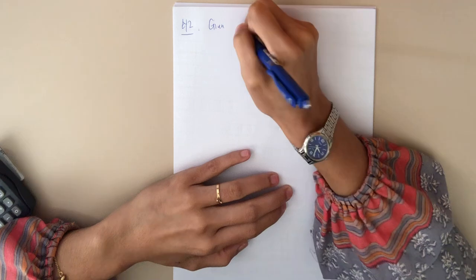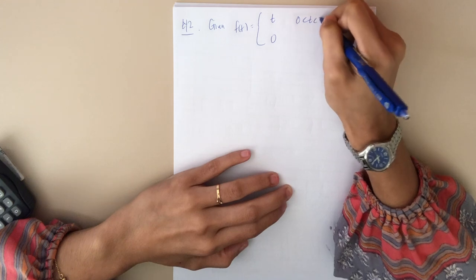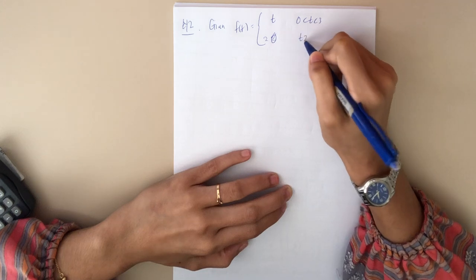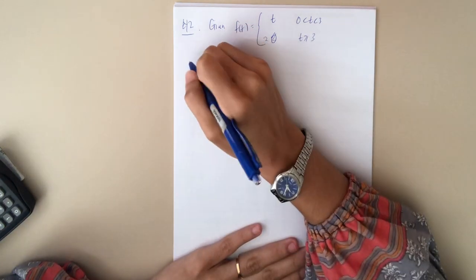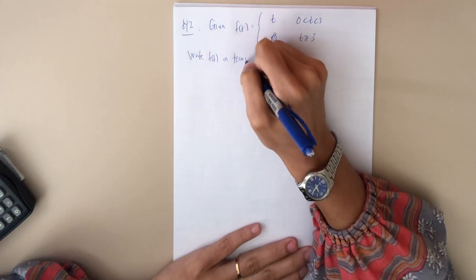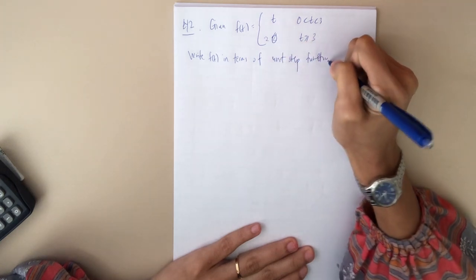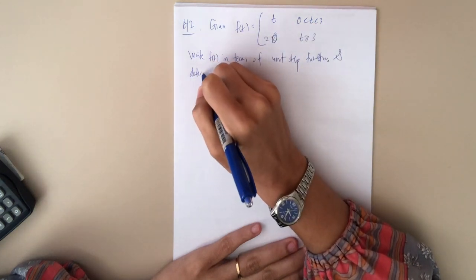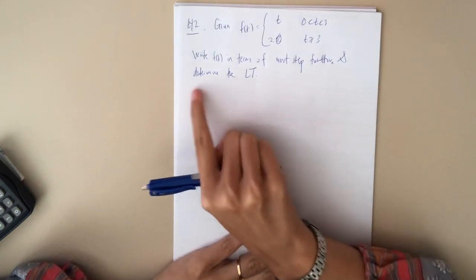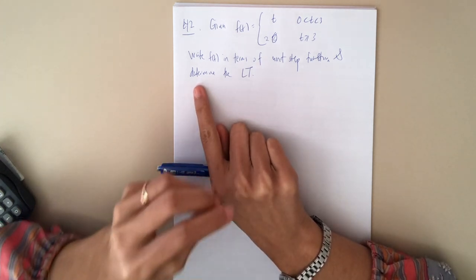Given f(t) equal to t for 0 to 3, sorry, not 3, 0 to 2, and then it's 3 for t greater than or equal to 3. Okay, this is the question: write f(t) in terms of unit step function and determine the Laplace transform. Then you need to solve it, because they have an extra question here, which is to determine the Laplace transform.